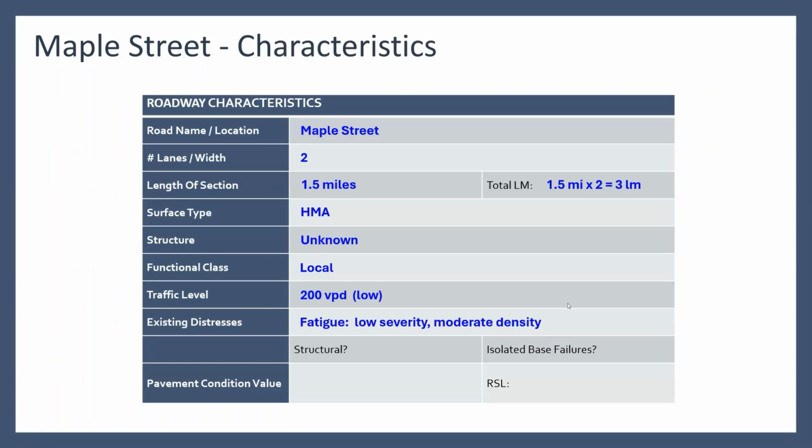Existing distresses do sound like fatigue. So that's something in the wheel path. Even though it's low severity, moderate density, it's not that bad now. But it is in the category that's leading us toward a structural problem. So immediately I'm thinking, hey, we need to fix this now before it becomes a bigger problem. So is it a structural problem? Yes, even though it's in the early stages. Was there any mention of isolated base failures? No. And let's say that we've got a fair current condition, maybe give it a 72 on that 1 to 100 PCI scale.